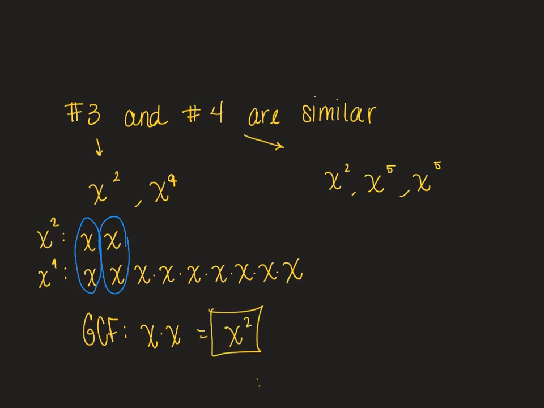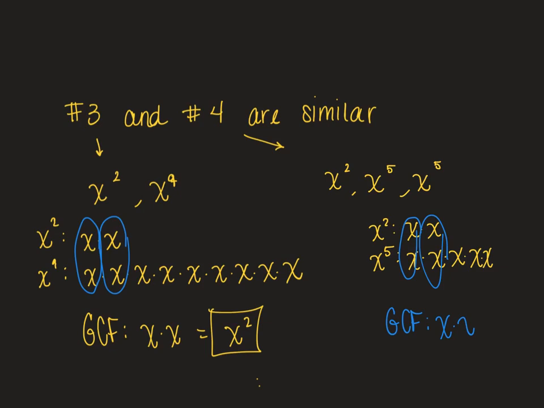Same idea over here. You can have your x squared, which is just x times x, and x to the 5th. Same idea, but just now 5 times. So again, you want to see how many do they have in common. So they have 1 x in common. They have 2 x's in common. They don't have anything else. So that's x times x. So the GCF over here is also similar: x times x, or x squared.